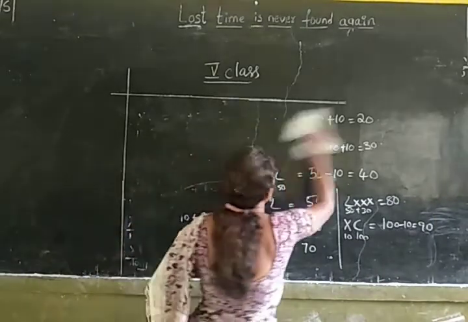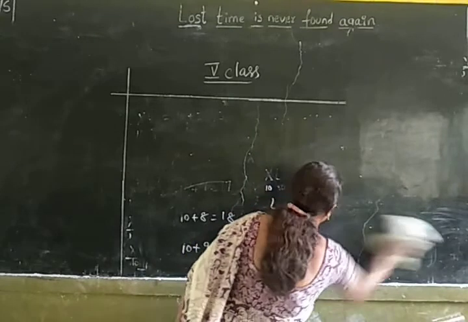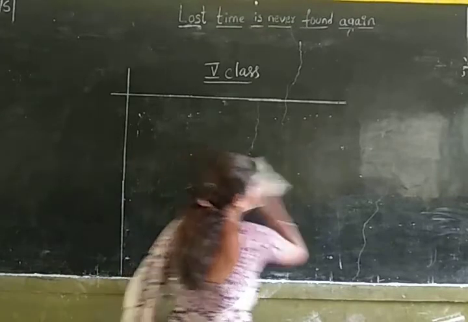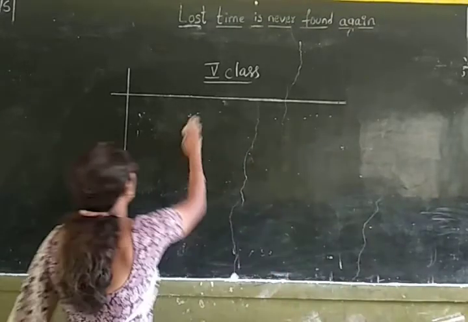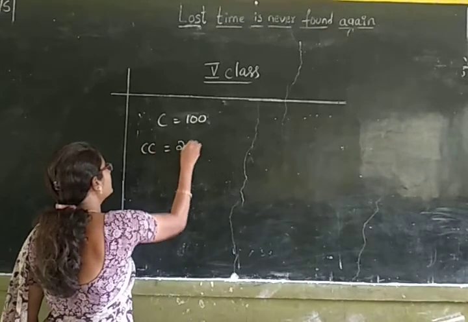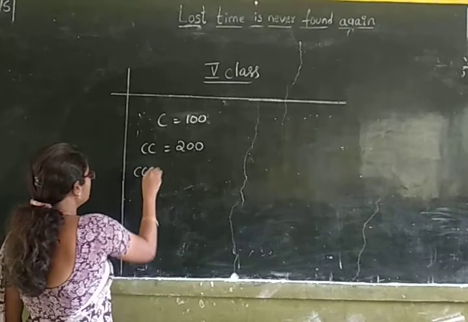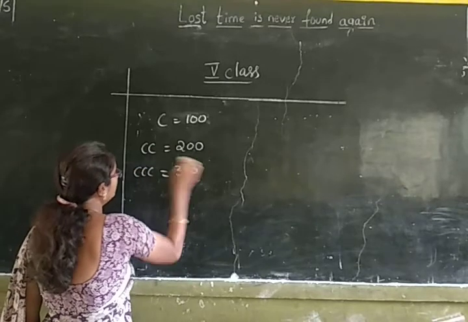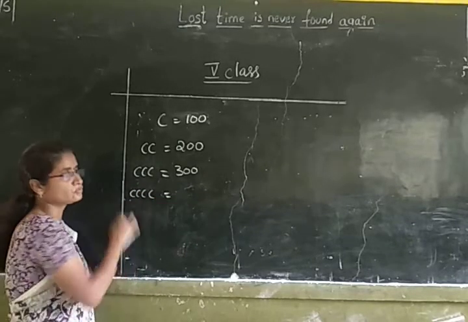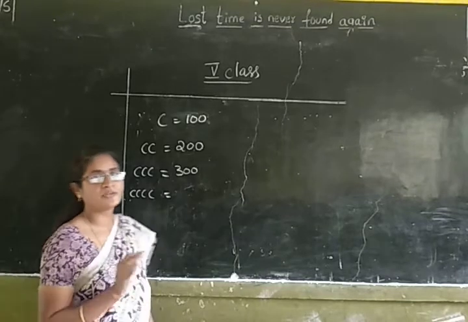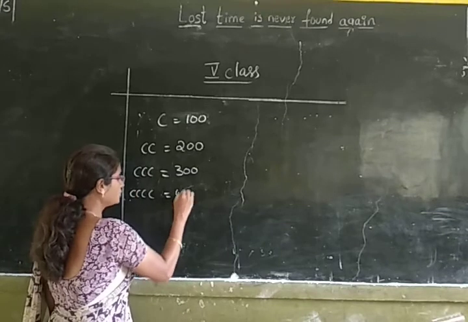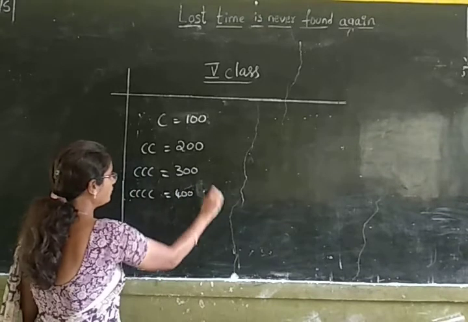You all know that C is equal to 100. If you repeat C 2 times, you will get 200. Similarly, if you repeat C 3 times, you will get 300. You can't repeat C 4 times, because there is a rule that a Roman numeral cannot be repeated more than 3 times. Since C would be repeated more than 3 times, 400 should not be written like this. This is the wrong way of showing 400.